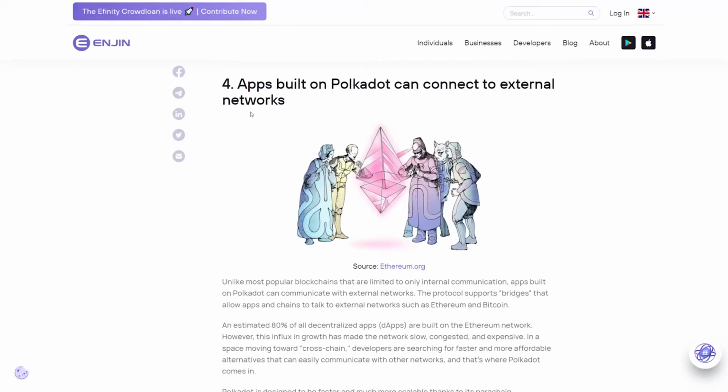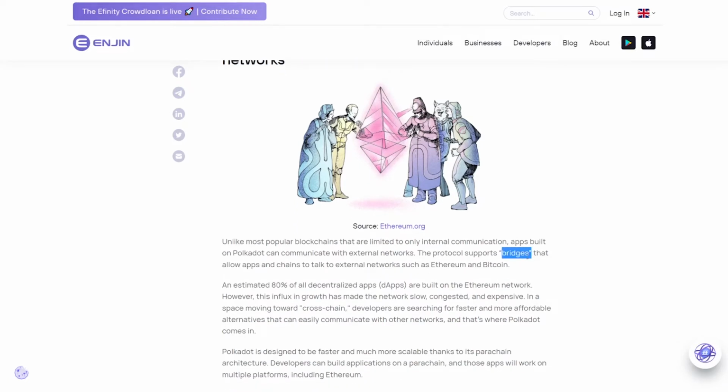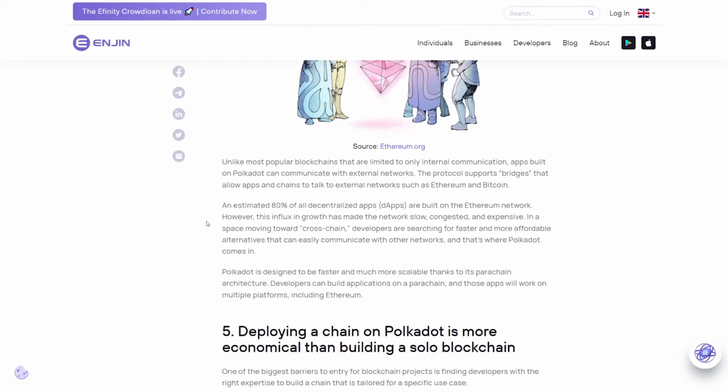And maybe the most cool thing about Polkadot is that apps built on Polkadot can also connect to external networks. They are not limited just to the Polkadot ecosystem like with many other blockchains. And this feature is called bridging, which allows them to talk to external networks such as Ethereum or Bitcoin, because there's no hiding behind the fact that probably about 80% of all dApps are built on the Ethereum network.